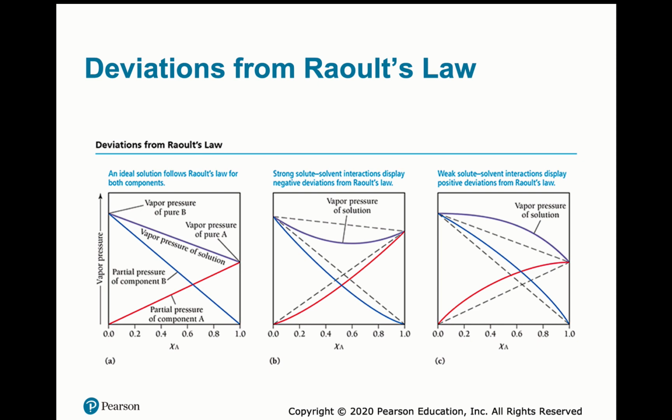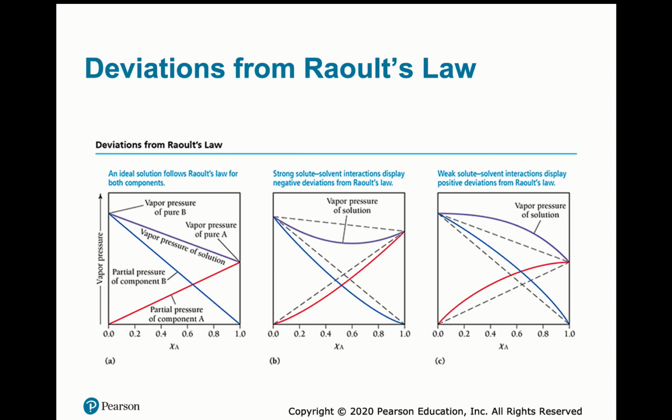So this graph here, looking at the y-axis is the vapor pressure, and on the x-axis is the mole fraction of component A. So on the left, when your mole fraction of A is 0, that means you have all of the second component, B. And so if we start with the ideal, it's just a straight line between the two. You have the vapor pressure of pure A on the right and vapor pressure of pure B on the left, and it's a straight line.